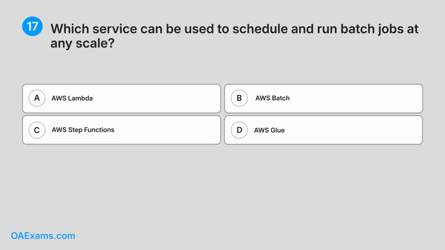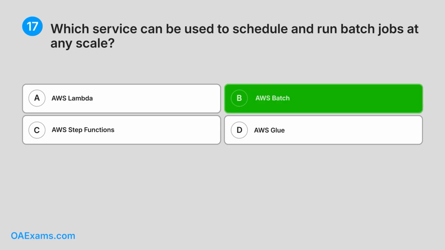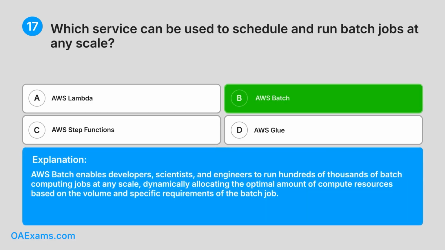Correct. Answer: B. Explanation: AWS Batch enables developers, scientists, and engineers to run hundreds of thousands of batch computing jobs at any scale, dynamically allocating the optimal amount of compute resources based on the volume and specific requirements of the batch job.